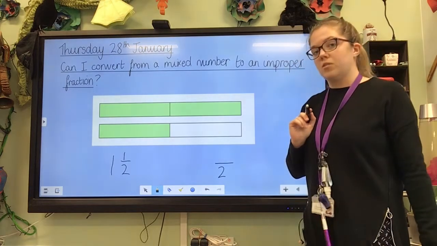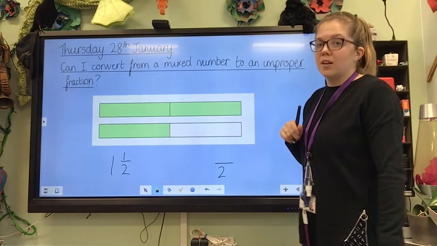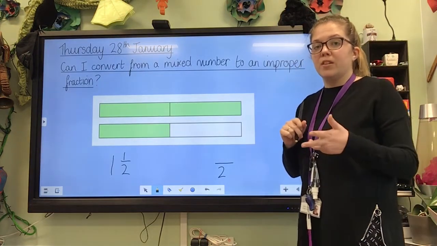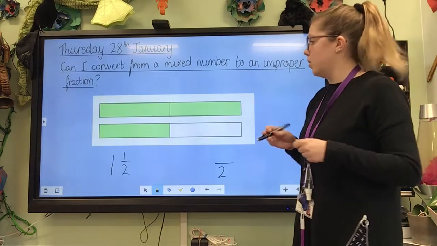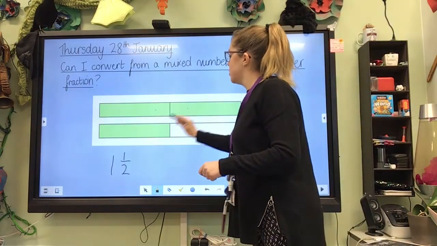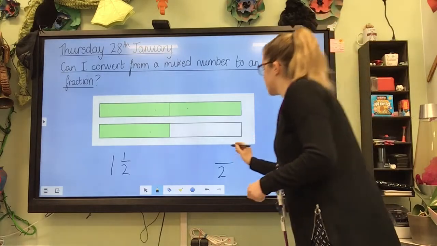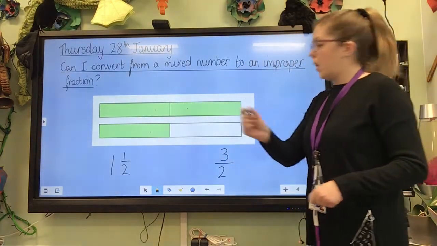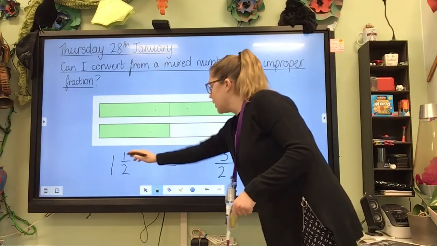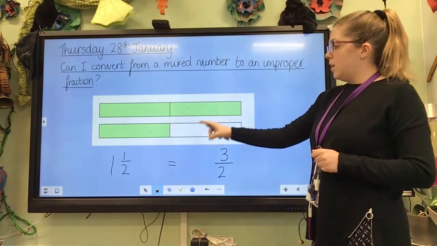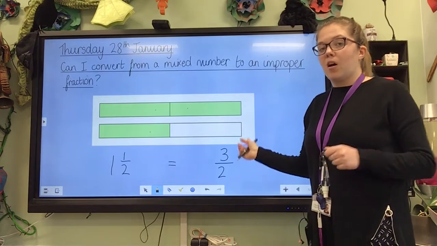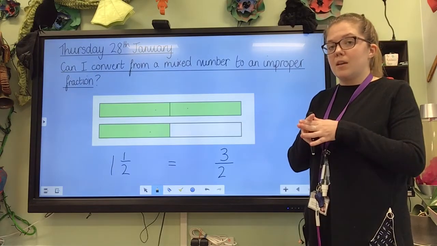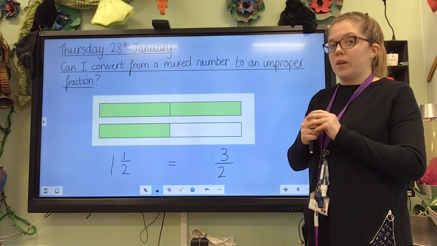I can do that, just put my denominator. And the numerator is the number of parts in the question, or how many parts you've got. So I can see I've got 1, 2, 3. So this fraction, as an improper fraction, is 3 halves, otherwise known as 1½. And remember, improper fractions and mixed numbers are equivalent. They mean the same. They're just written in 2 different ways. Okay?